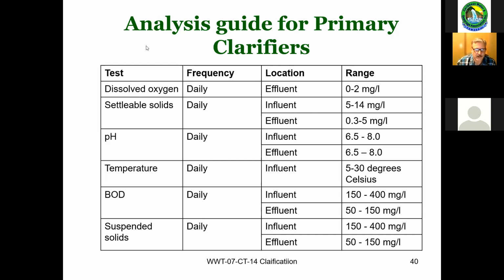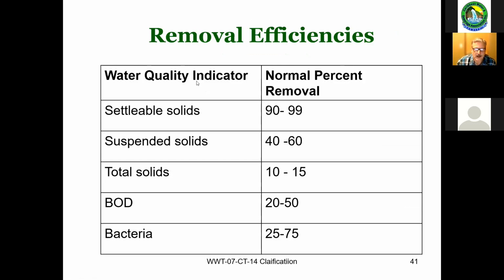It's important to note as well the removal efficiencies. Settleable solids are 90 to 99%. Suspended are 40 to 60. Total solids are 10 to 15%. BOD, depending on the design of the clarifier and your influent, is anywhere from 20 to 50%. And of course, when you remove all these things, you're removing some of the bacteria as well, so 25 to 75% of those.